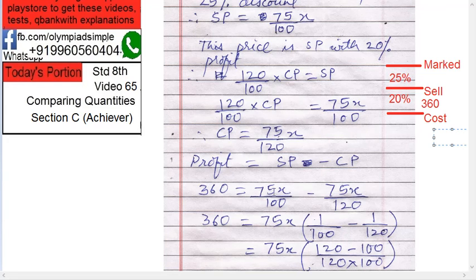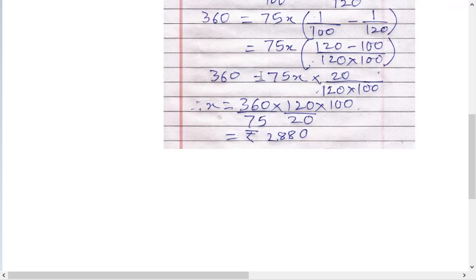So solve for x. 75x common. We get 1 upon 100 minus 1 upon 120. Solve this. 120 here, 100 here. Cross multiply. So it becomes 120 minus 100 upon 120 into 100 into 75x. That equals 360. Therefore 360 equals 75x into 20 upon 120 into 100. Now solve this.